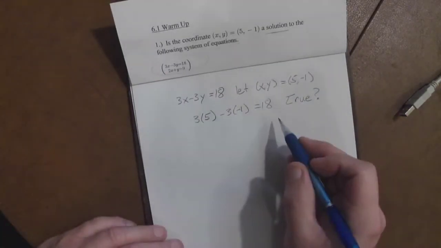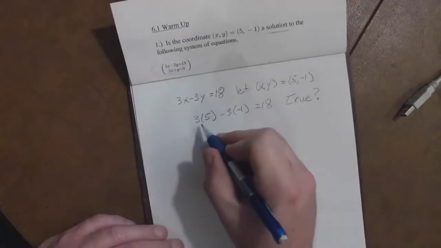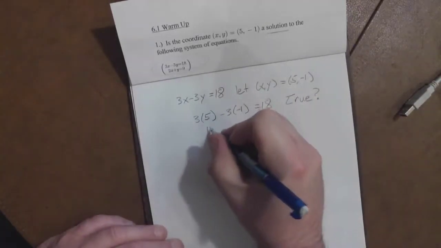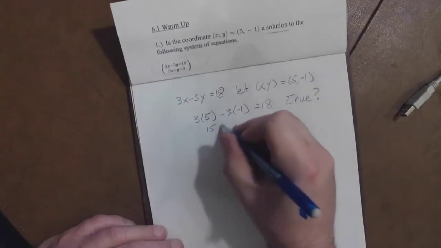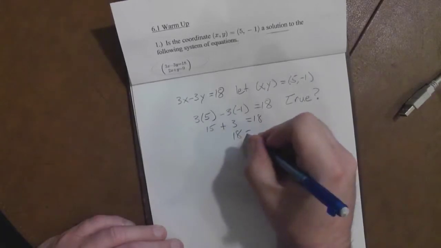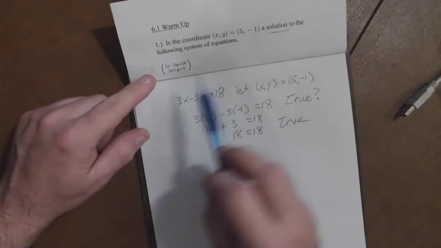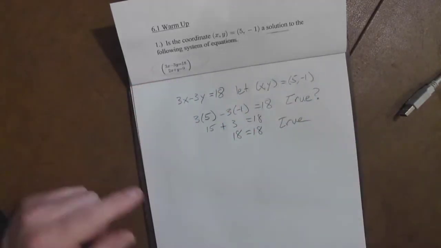Well, we can do the math here. Shouldn't be too long to answer this. It is linear equations we're working with here. 3 times 5 is 15. -3 times -1 is +3. And does that equal 18? Well, it absolutely does. That is true. So that is a solution to this first equation.